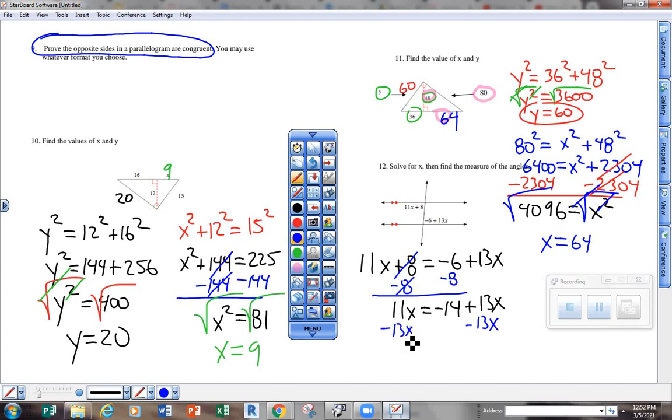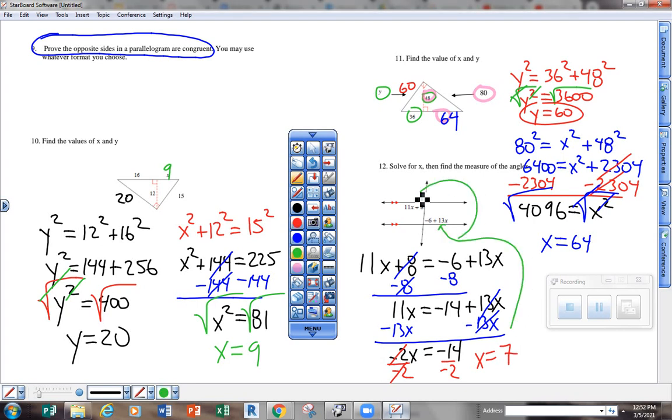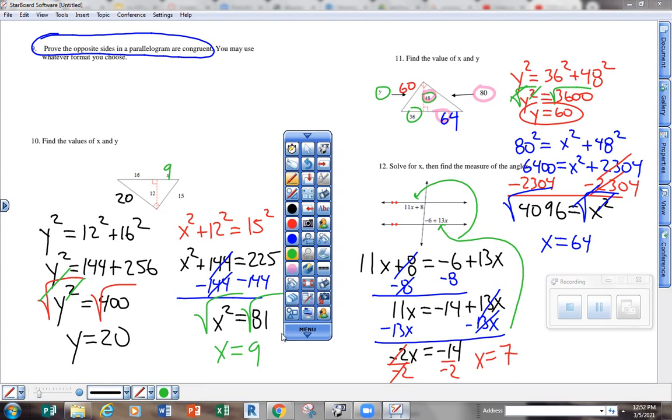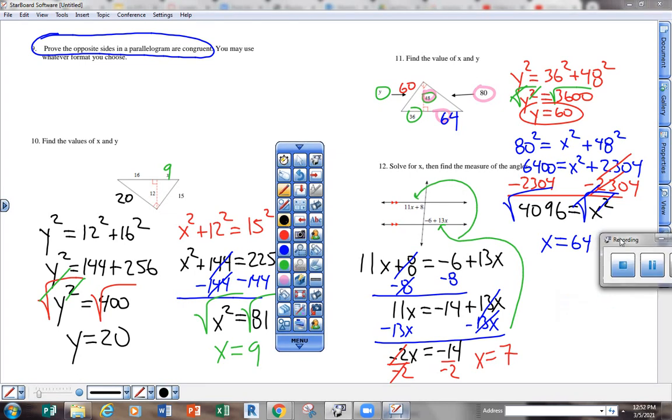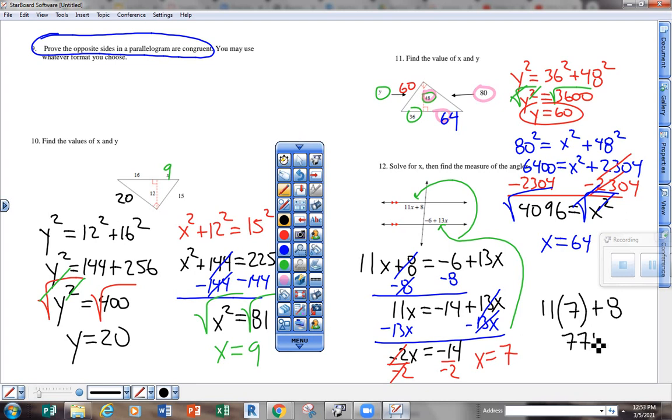And then I'm going to end this problem by dividing. 11x minus 13x gives me negative 2x. You could have solved this equation a little bit different way, but either way you get x is positive 7. And then plug it into either one, doesn't matter because they're both equal. They're both going to give you the same answer. I'm going to choose that top one only because it's positive in there. So 11 times 7 plus that 8 gives me 77 plus 8, which I believe is 85.